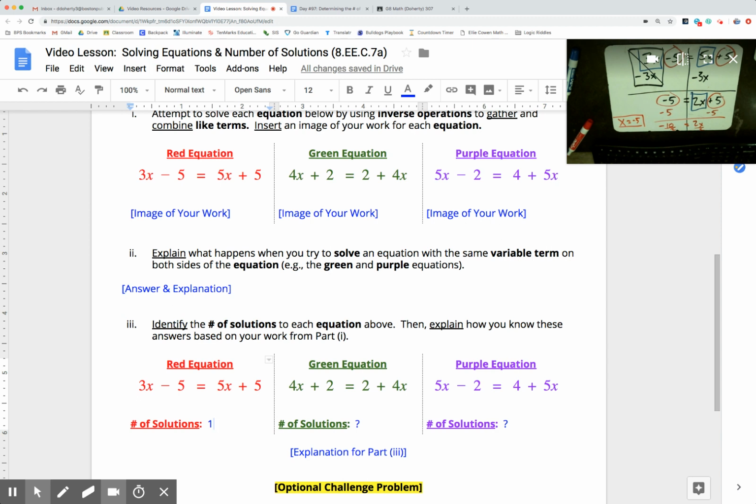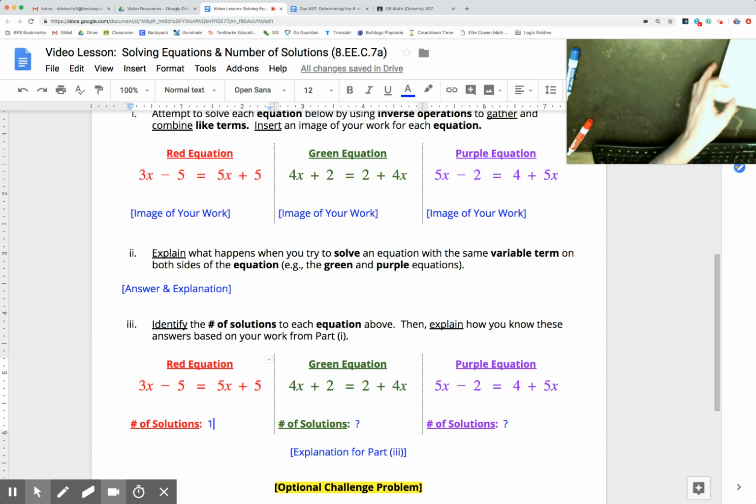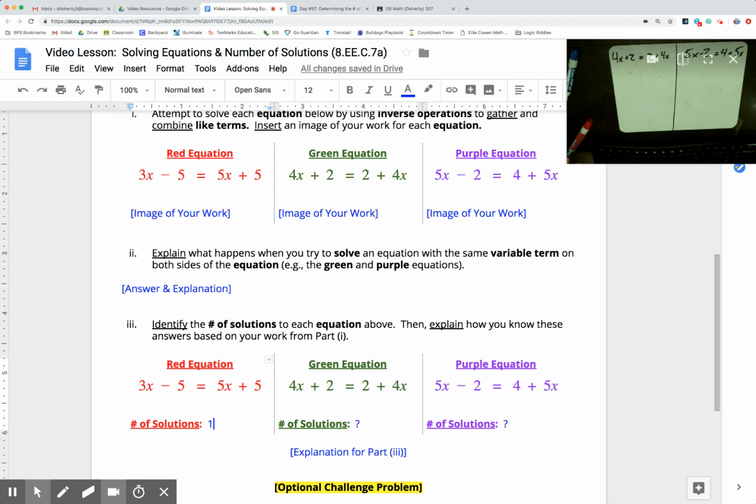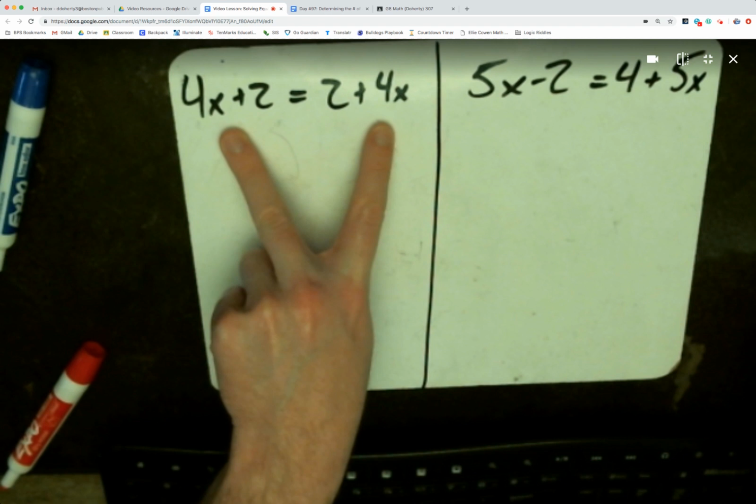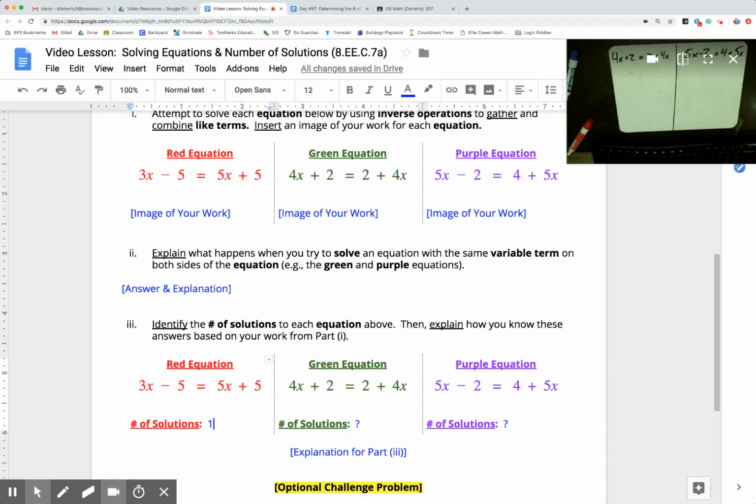Our goal on the green equation and purple equation, we're going to see something a little different. I'm going to switch whiteboards now. You're going to be pausing the video if you haven't already solved the green equation and purple equation. And again, you're going to notice variable terms on both sides of the equation for the green equation. Same thing for the purple equation here. So go ahead, pause this video, try to gather those like terms. And then we're going to really focus on the question, what happens when we try to solve equations with the same variable term on both sides? We see the green equation has x's on both sides, but they're both a 4x. For the purple equation, there's a 5x on both sides of the equation. So solve these out, see what happens.